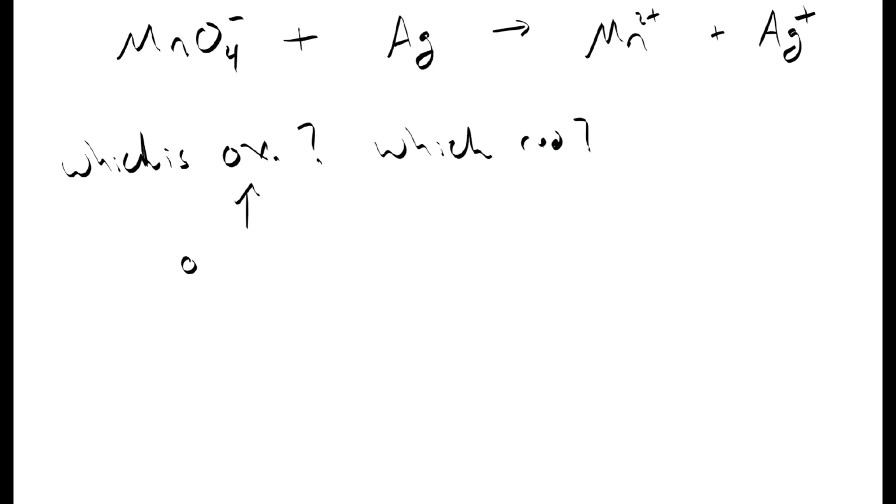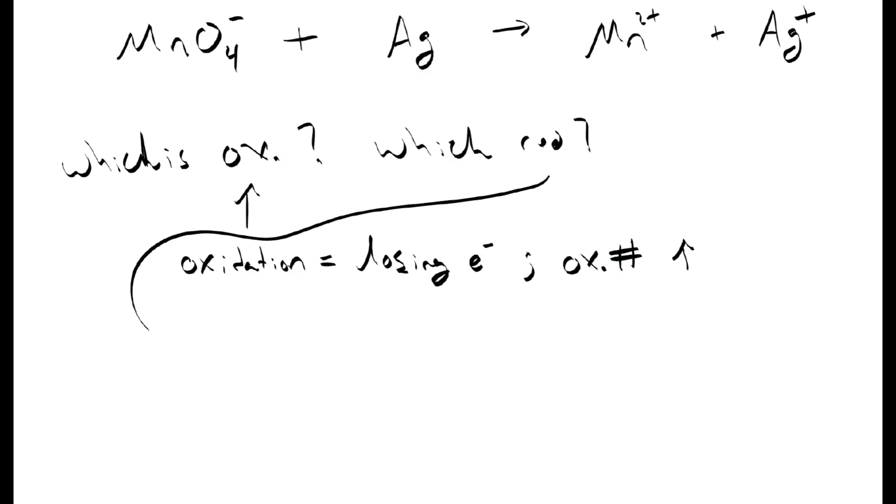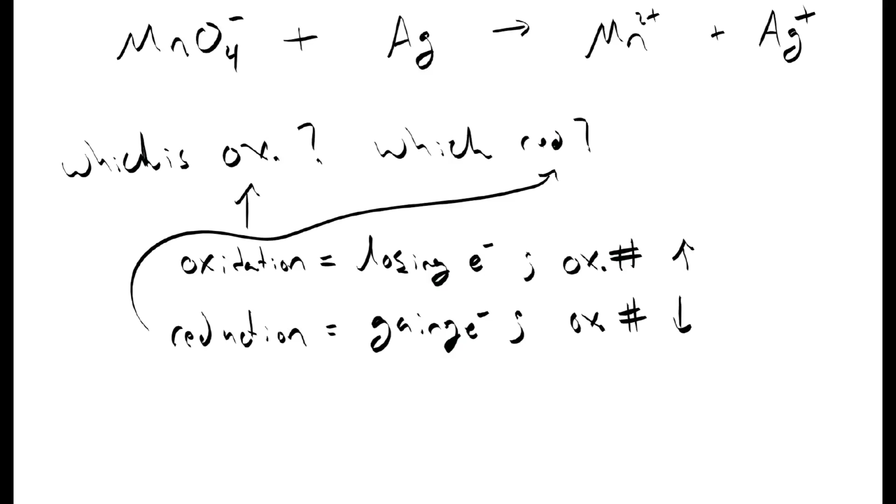Oxidation means losing electrons. Oxidation number is going up. Reduction is the other way around. It's gaining electrons. Oxidation number is going down.